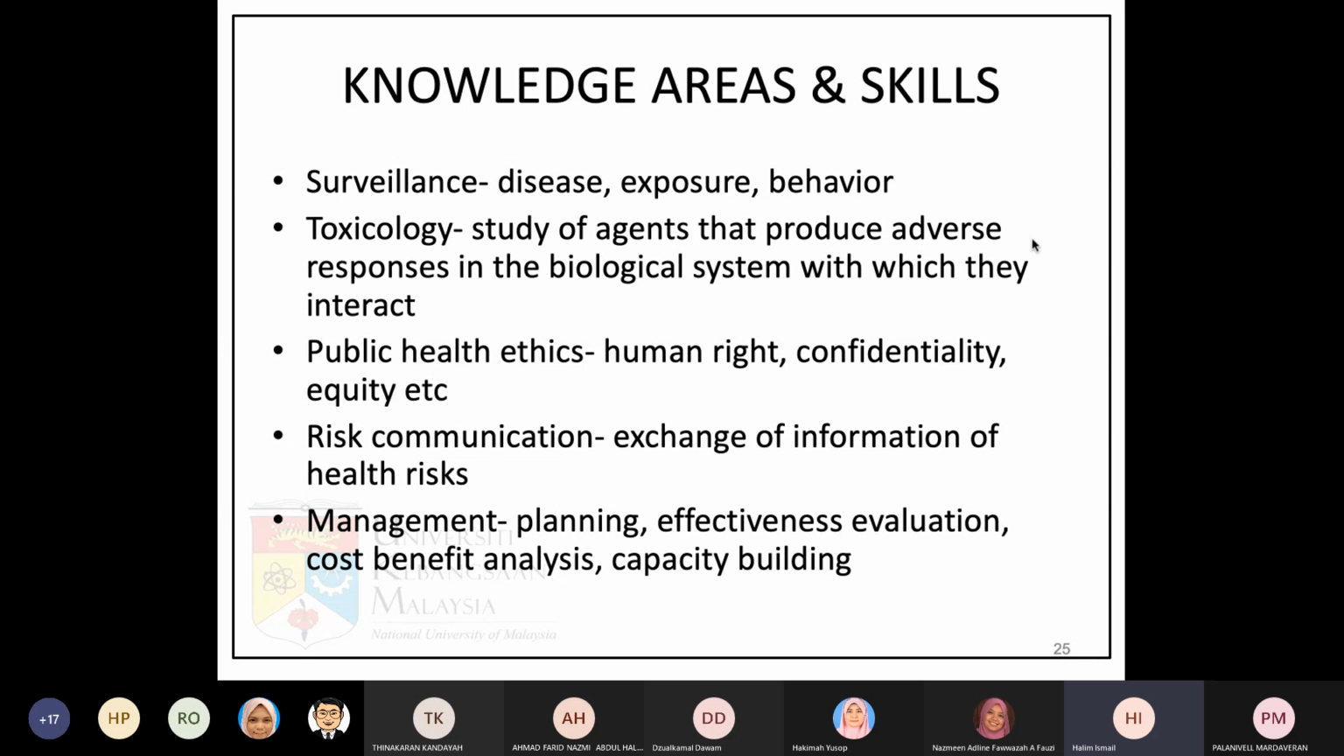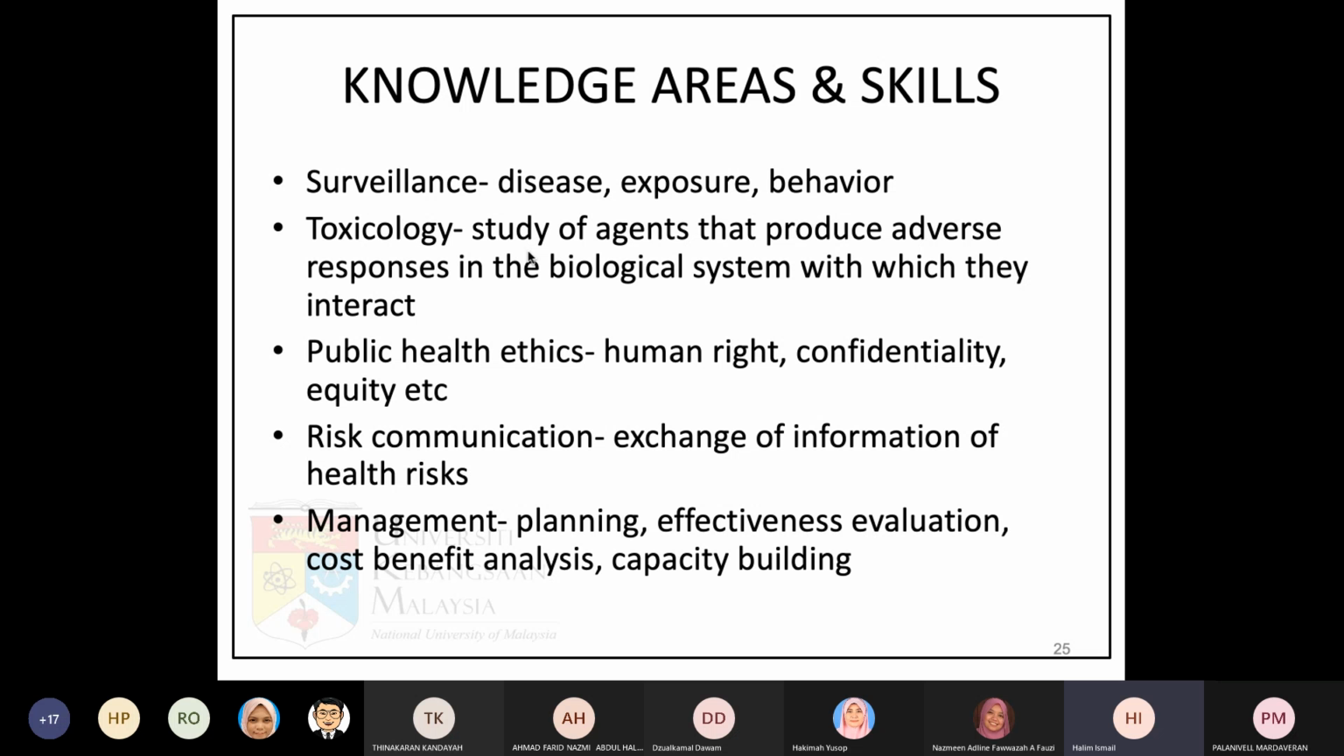In terms of toxicology, you need to have knowledge on toxicology, which is the study of agents that produce adverse response in biological system with which they will interact. Toxicology ni nanti budak-budak yang buat environment health ada satu modul on toxicology. Toxicology ni dia akan ajar lah macam mana you buat pasal toxicology lah, ada dose response, ada loyal, and how do you end up come up with permissible exposure limit based on loyal and so forth.